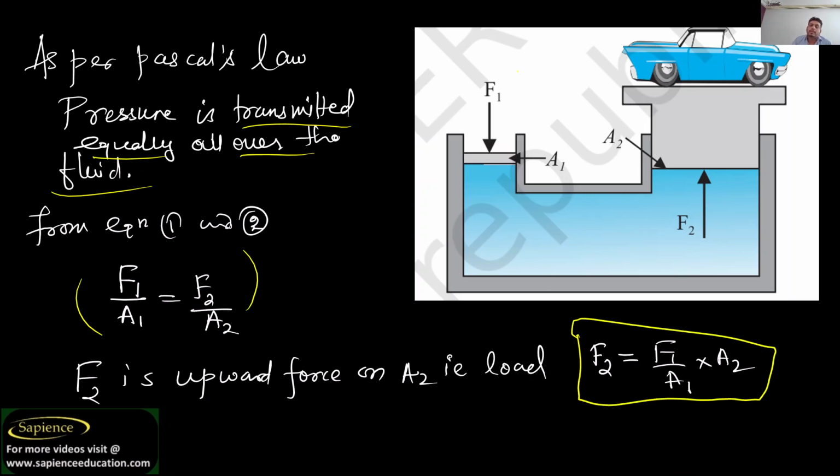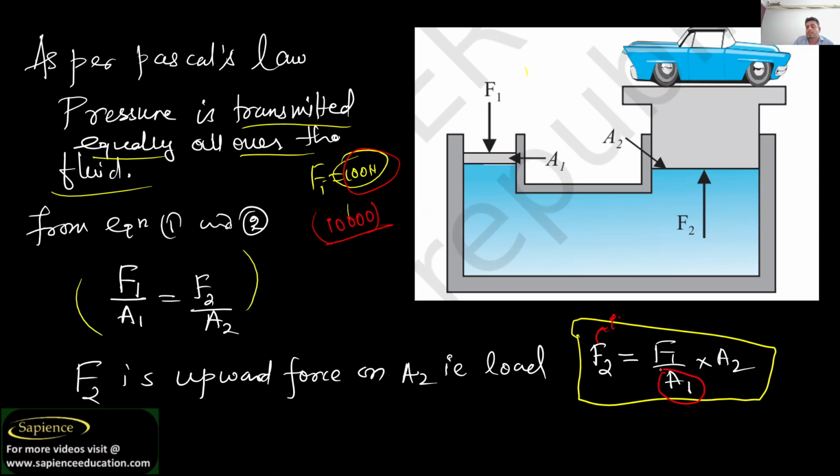Now tell me, if you are applying a force F1 of only 100 Newton, but you want the output force to be 10,000 Newton. How much? 10,000. But you are applying less force. So what will you do? If the output is very high, what do you need to do?